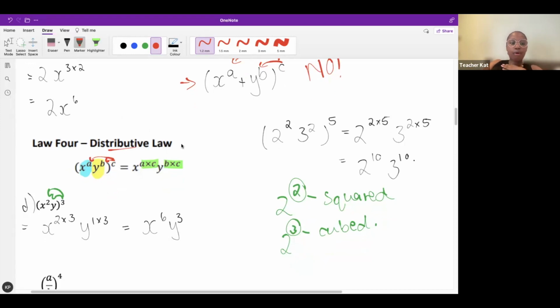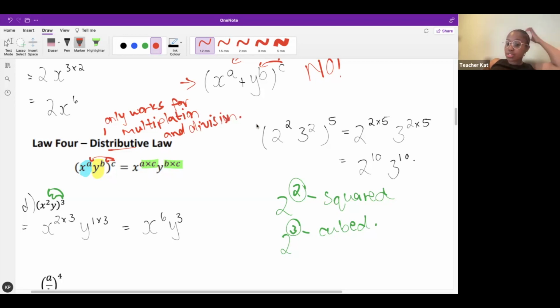This law only works for multiplication and division. Okay, make that note. It's okay, Spamantha, you're here to learn after all, right? So this law will only work for multiplication and division. So if you're multiplying and dividing inside your brackets, then you may distribute the exponents. But if you are adding or subtracting, you are not allowed to distribute my exponent.